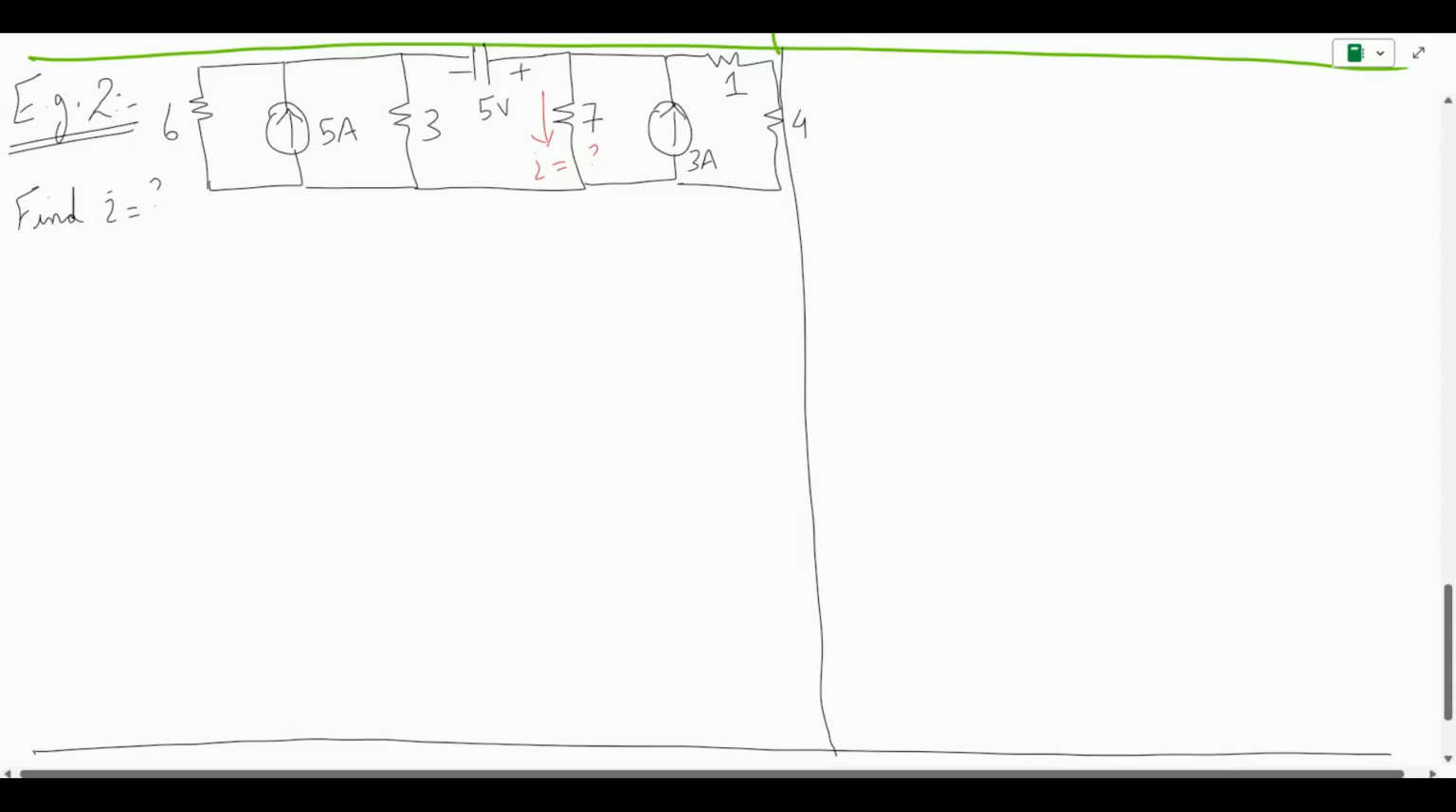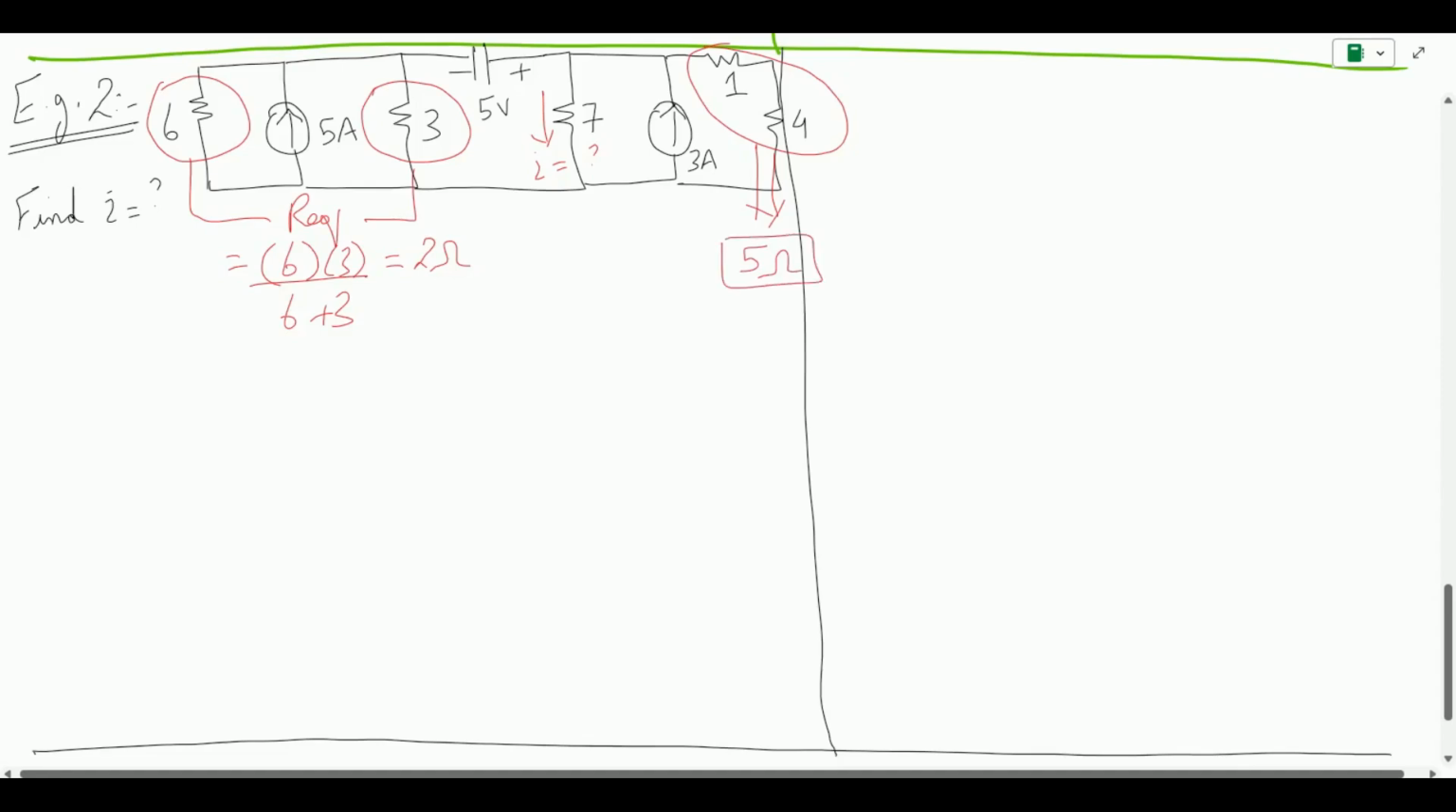If I look at the circuit, I can see immediately that this 6 ohm resistor is in parallel with the 3 ohm resistor, and I can also see that 1 ohm is in series with the 4 ohm to the right of the 7 ohm branch. So first I'm going to figure out the R equivalent from these two, which comes out to be 6 into 3 divided by 6 plus 3, and this comes out to be 2 ohm. So this is the first thing. The second is when these two are added together, I get the resistance of 5 ohm, which will be in parallel to the 3 amp source.